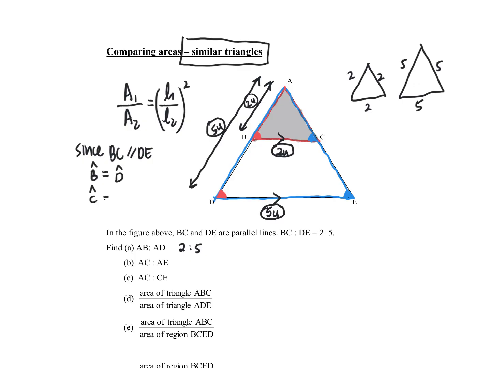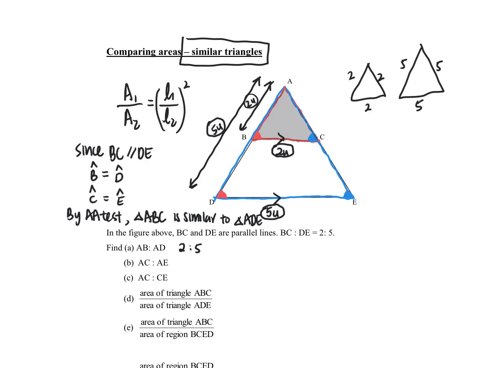Angle C equals angle E. By the AA test, triangle ABC is similar to triangle ADE. They will ask you to prove this in part A, but I won't show it here because we just want to compare the ratios.